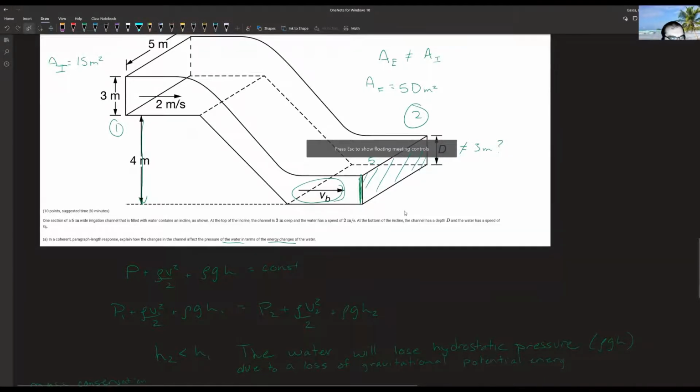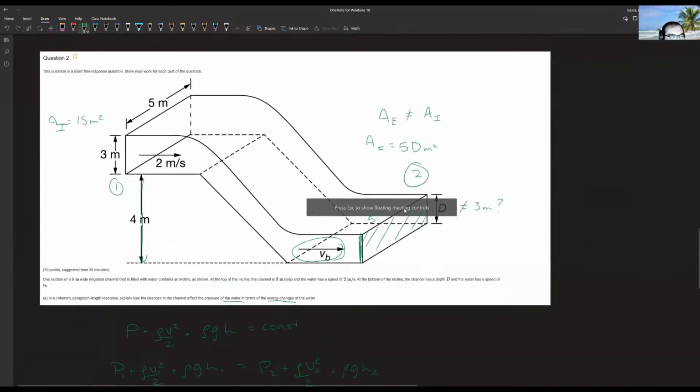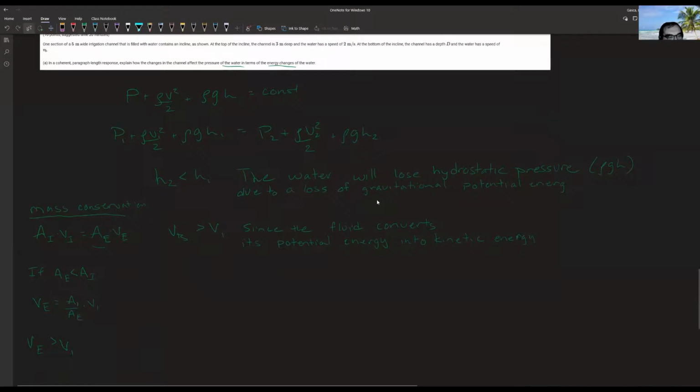And then explain how the changes in the channel affect the pressure of the water in terms of the energy changes of the water. Okay, so then now we need to talk about P, which is the static pressure, the pressure of this fluid just existing, the collisions of these particles against themselves. So chances are this went down. Whoa, this went up. So it depends. It depends on how much this increases or decreases, because this pressure could increase or decrease depending on the ratio.